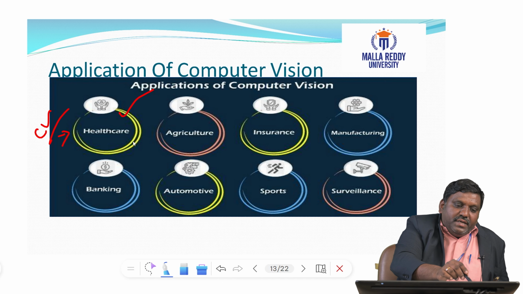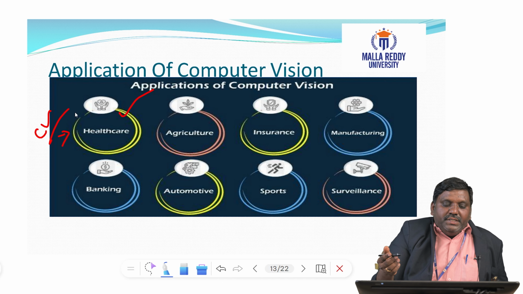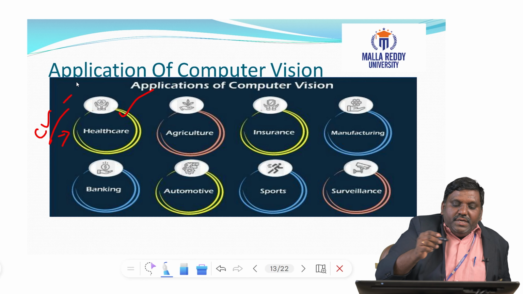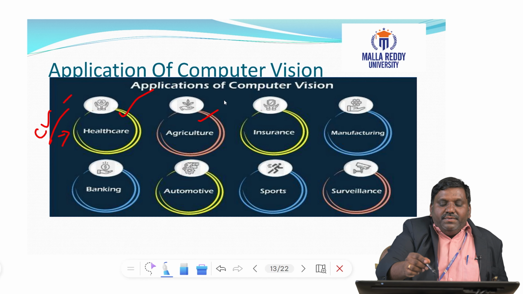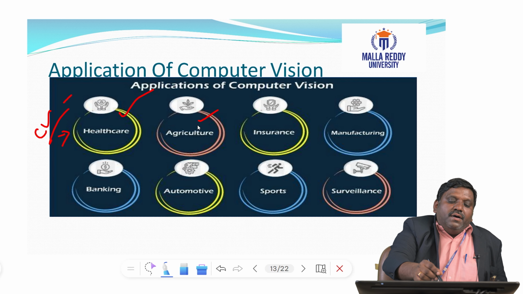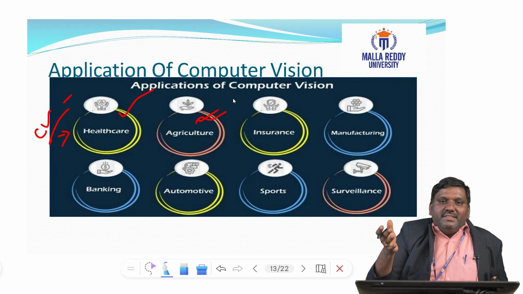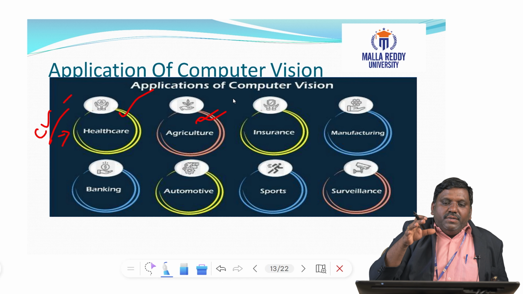In healthcare, I give an image, either an MRI image or a CT scan, or a video, and it will detect whether the patient has any abnormalities or not. That is the main application area. Then the second one is the agricultural field. Nowadays, if any plant is affected by any kind of disease, people take a picture and upload it to a database.